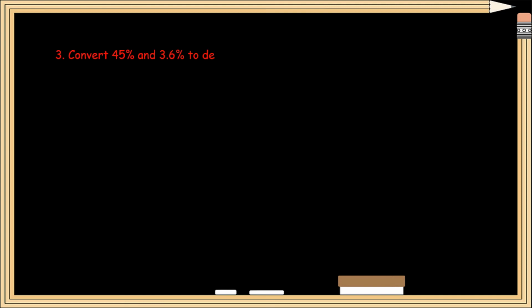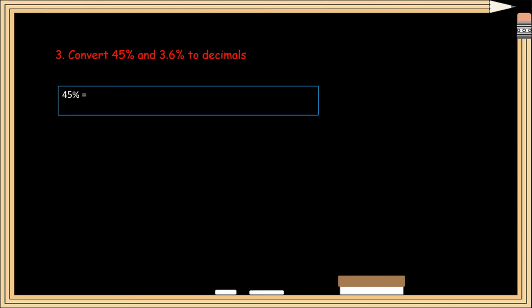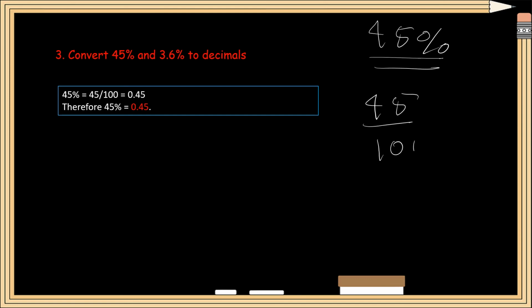Okay, so it is 45% and 3.6% to decimals, the third problem. I want you to try this on your own by pausing the video as usual. I'm expecting you have paused the video and tried it on your own, and here's the answer for the first one. Now I'm going to explain it, which is 45%. So 45% is equal to 45 by 100, and this is equal to 0.45 because this is a decimal fraction.